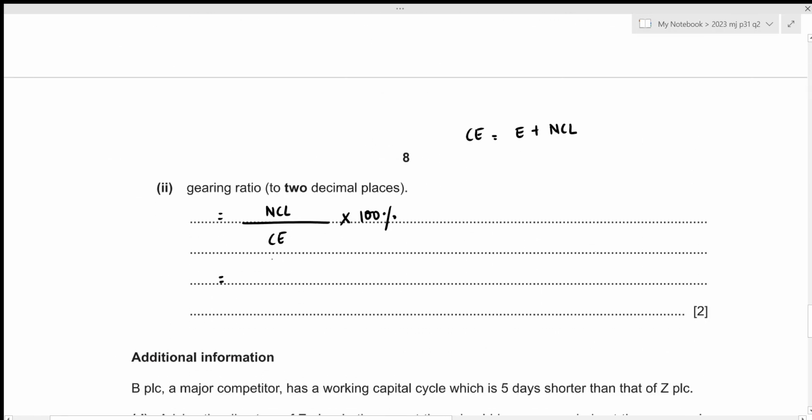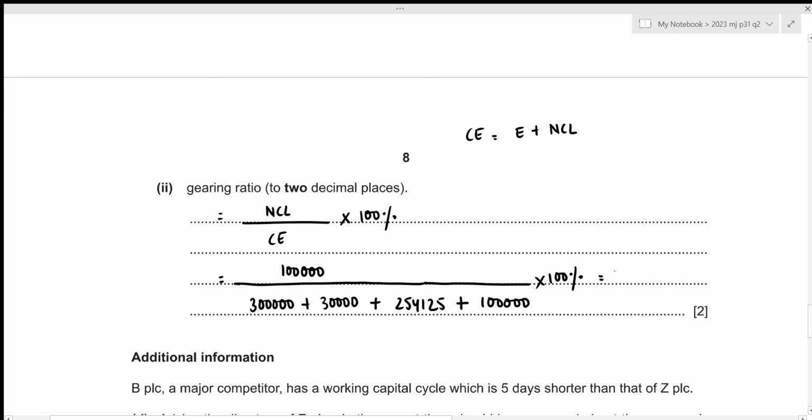We had the non-current liability of 100,000. We had the equity of 300,000 as our ordinary share capital. We had share premium of 30,000. And then we had the retained earnings of 254,125. Then we also need to add the non-current liability, which is of 100,000. And we need to multiply this entire thing by 100%, which gives our gearing ratio to have the value of 14.62%. Alright, that's all for the third part.